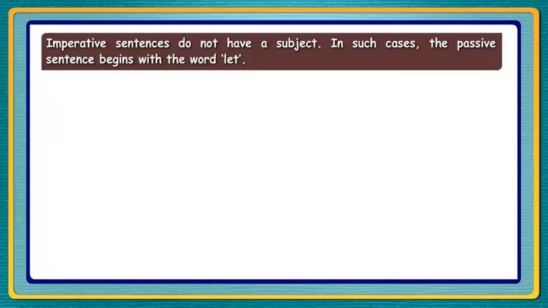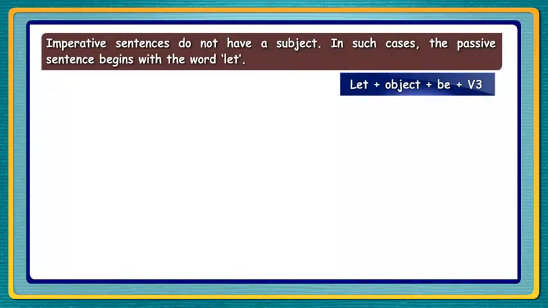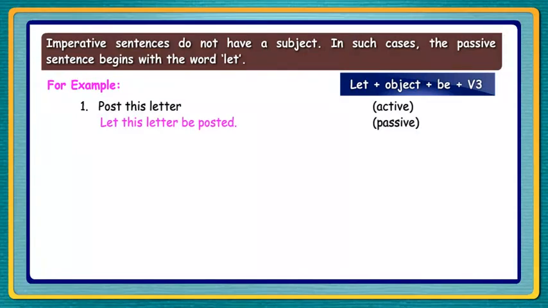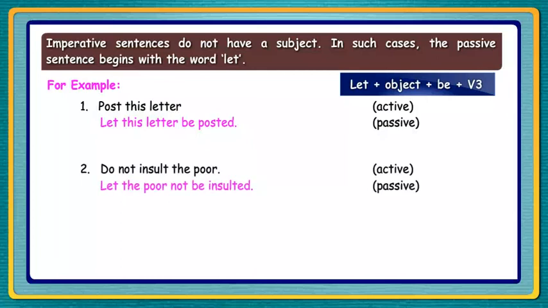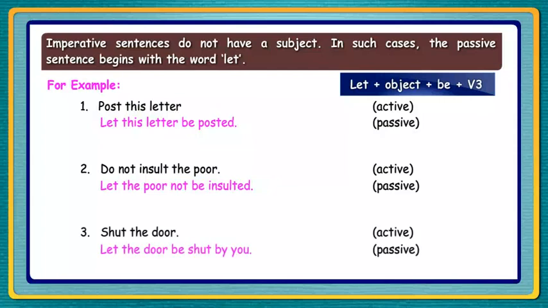Imperative sentences do not have a subject. In such cases, the passive sentence begins with the word let. Let plus object plus be plus verb third form. For example, post this letter, active. Let this letter be posted, passive. Do not insult the poor, active. Let the poor not be insulted, passive. Shut the door, active. Let the door be shut by you, passive.